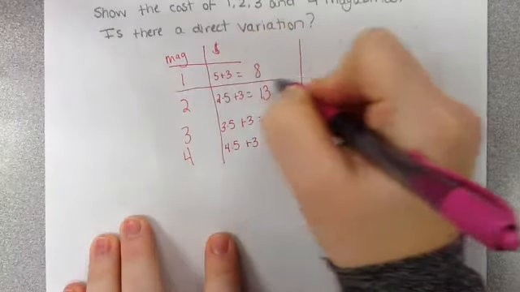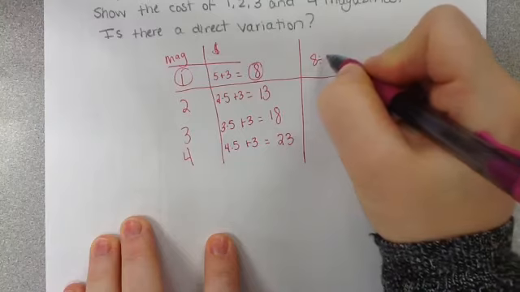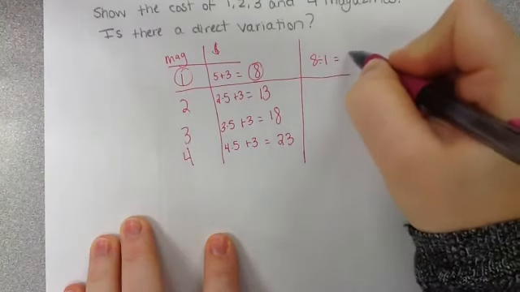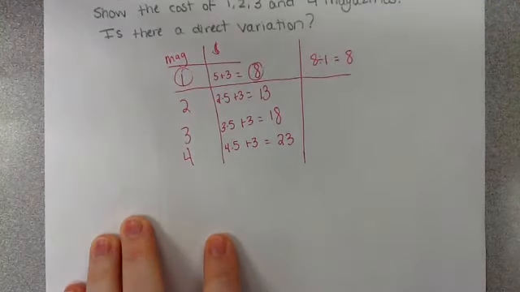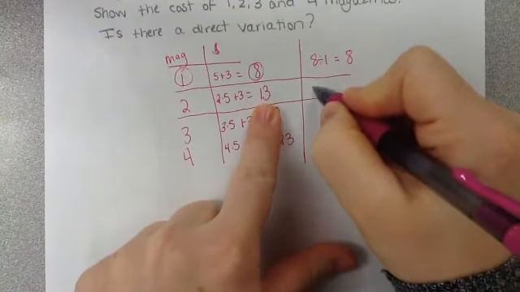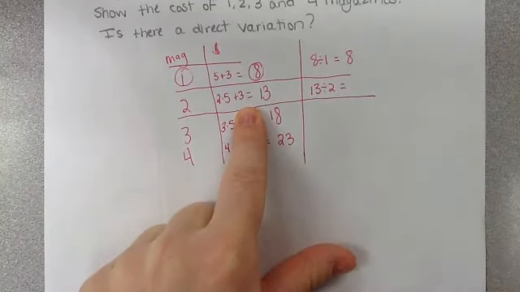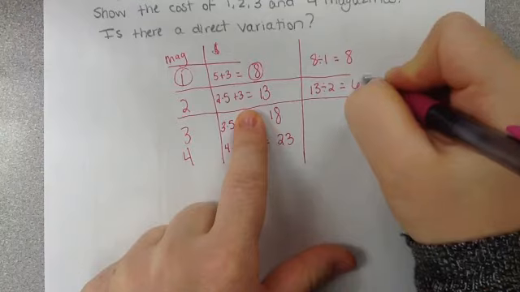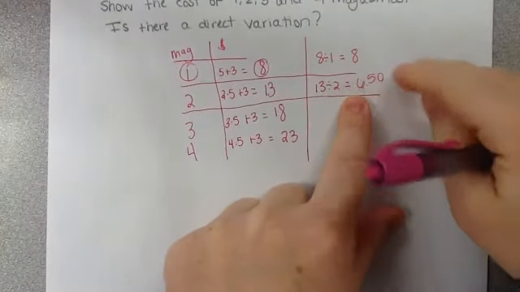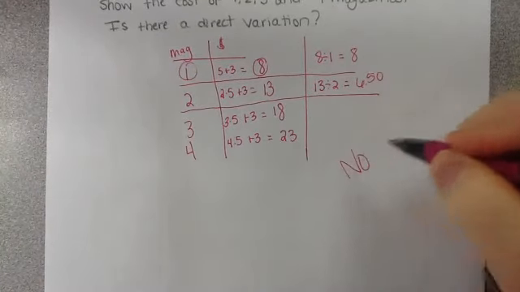Find each unit rate. So 8 divided by 1 is 8. How about for the next one? 13 divided by 2. What'd you do here? The cost per magazine. Each magazine here cost $6.50. Are these the same? No. So is this a direct variation? No.